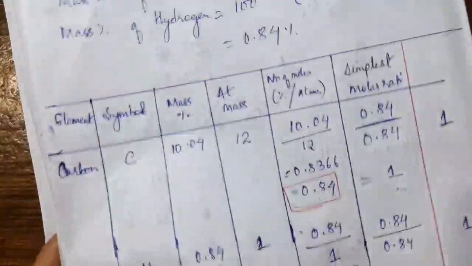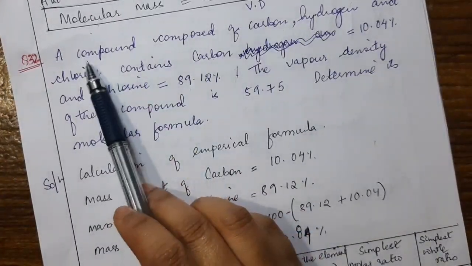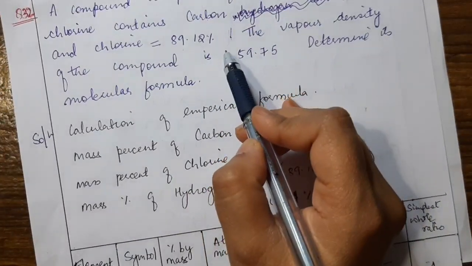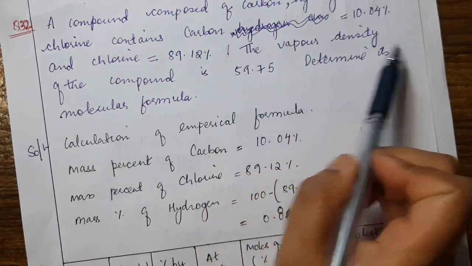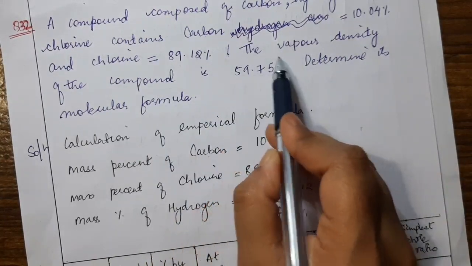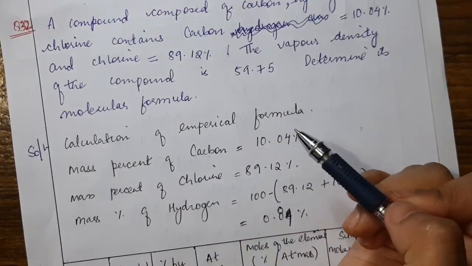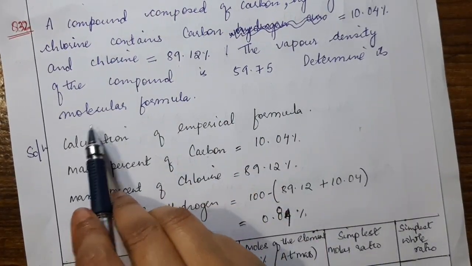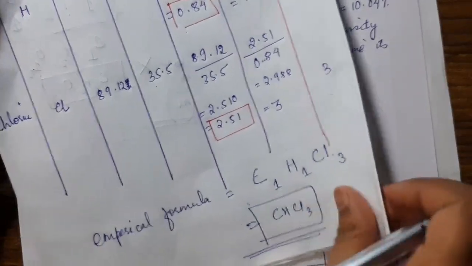Now our question was, a compound composed of this, the mass is given. We already found the empirical formula. Now the second part of the question is, the vapor density of the compound is given. Fine, we know the vapor density. We have to find the molecular formula. We found the empirical formula, fine and good.